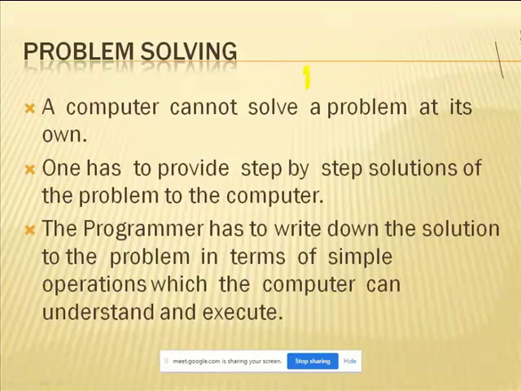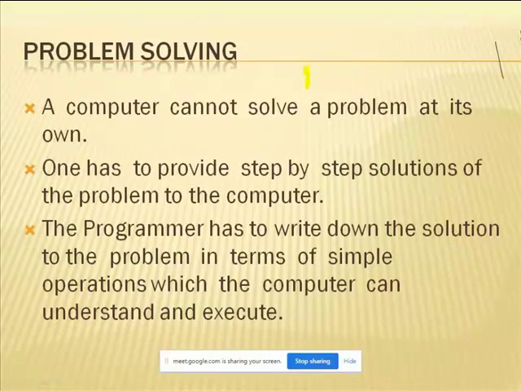Otherwise, it executes with errors, such as a runtime error, a syntax error or a semantic error. Such kinds of errors can exist in your computer. So here the programmer has to write down the solution to the problem in terms of simple operations, simple operations which the computer can understand and execute.